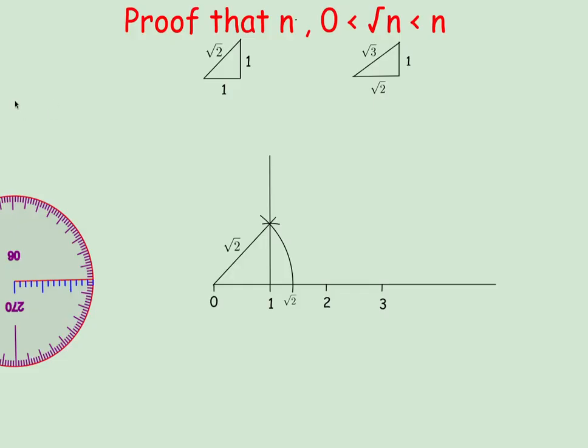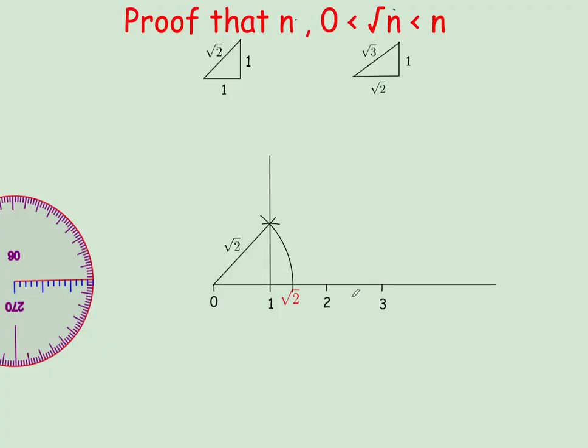Now with this root 2 there, what does it look like we have done? We have actually proved that the square root of 2 is actually less than 2 itself, and that is what all along we wanted to prove. 0 is less than the square root of any number, which is also less than the number itself. And we have also been able to show where root 2 is on our number line. It is between 1 and then 2.